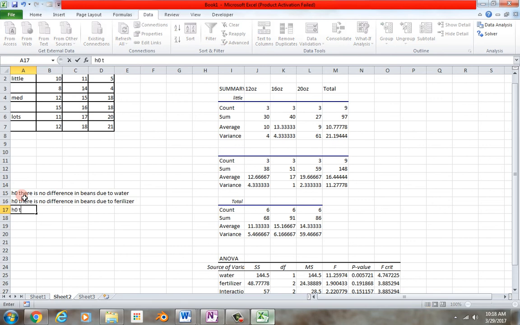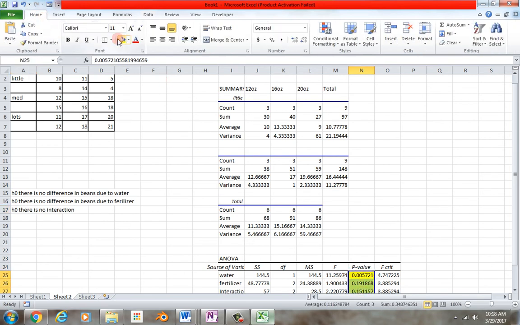H naught, there is no interaction. Well, there is no interaction. Okay, so in other words, it doesn't matter if you use this amount of water with this amount of fertilizer. It's not important. I see that because of these p-values right here. Okay? And when I look at that, I'm like, okay, well, that's nice. Now what do I do?